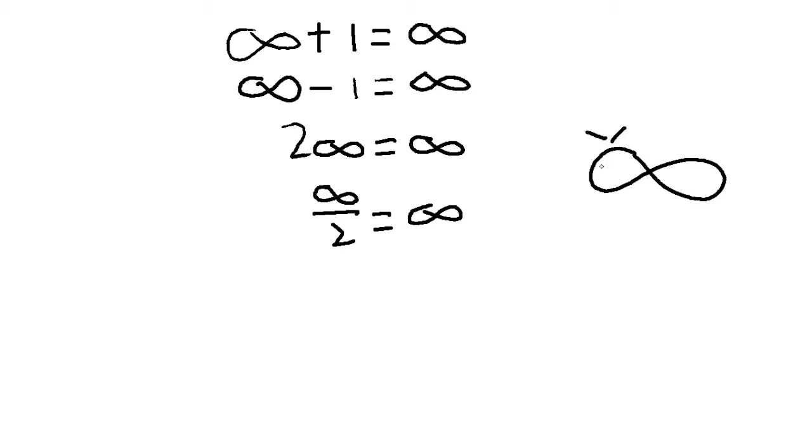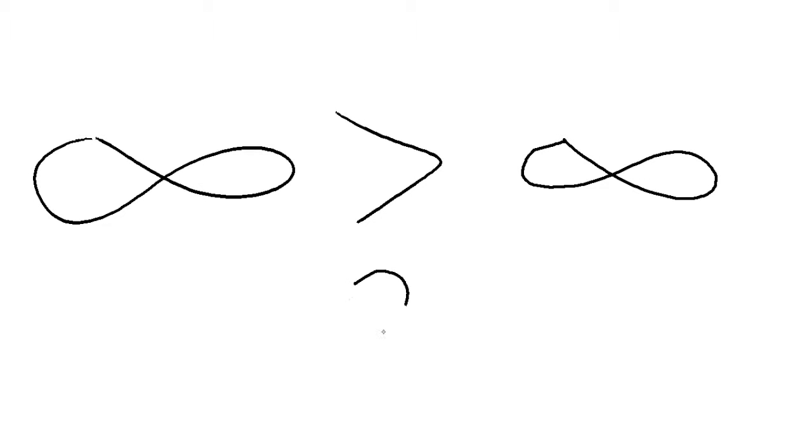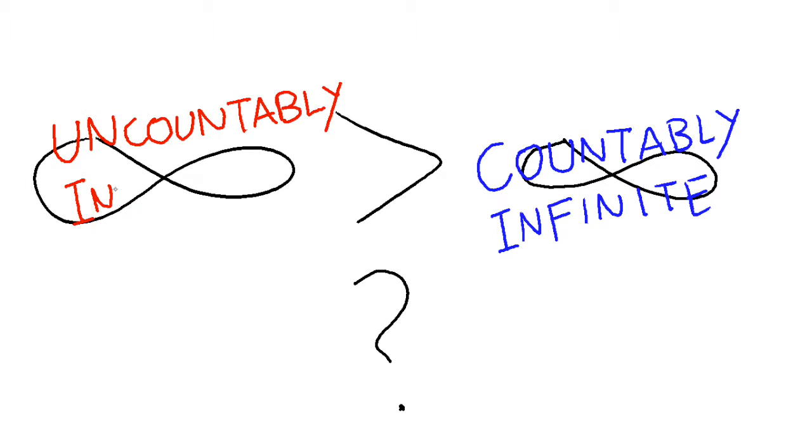Infinity is kind of like an all-devouring number, eating almost everything that comes its way. But would you believe me if I told you that some infinities are bigger than others? There are two types of infinities: countable infinities and uncountable infinities.